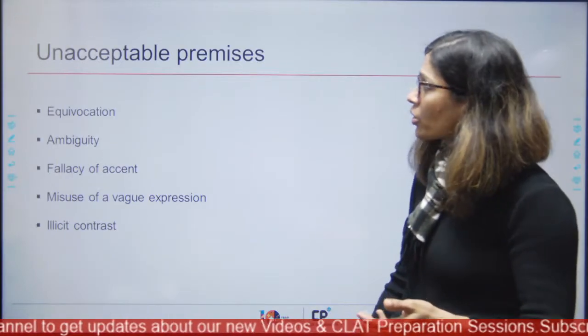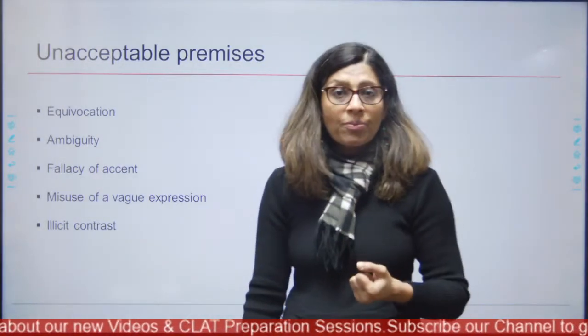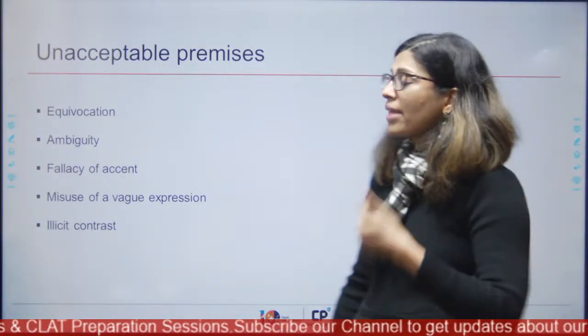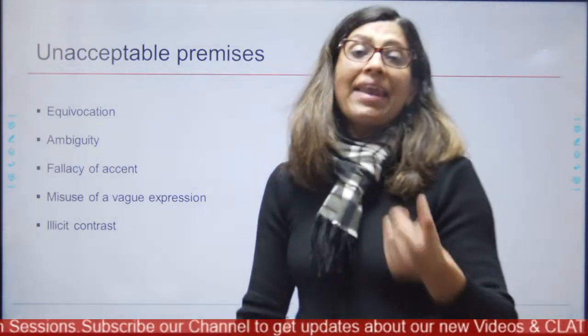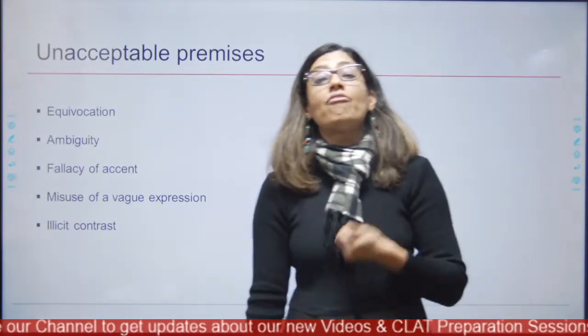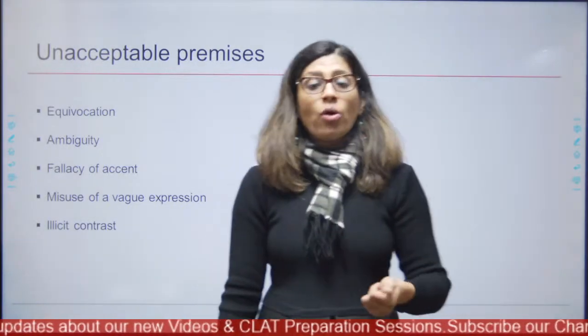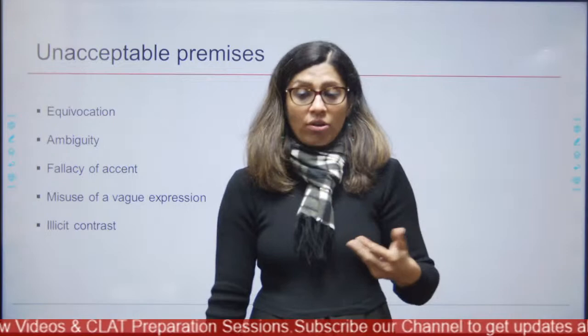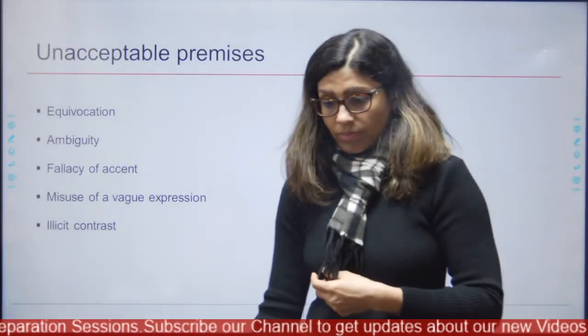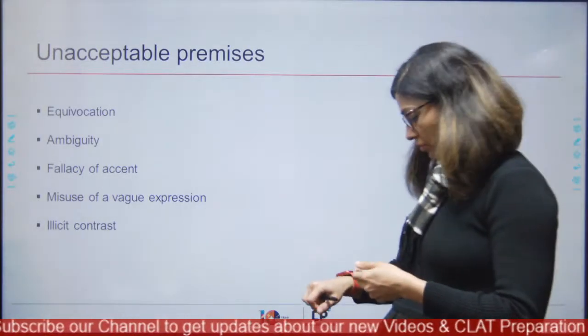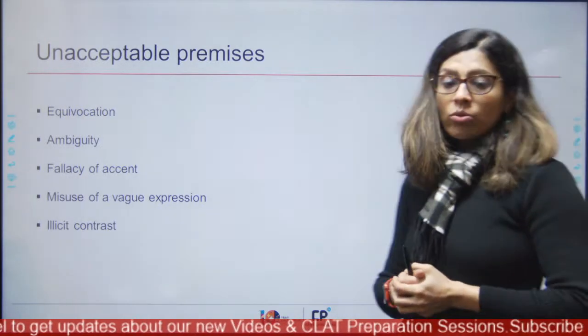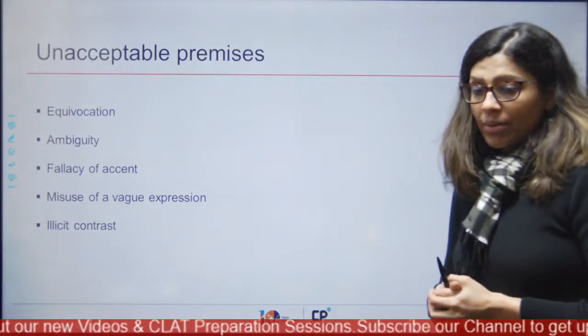So let's go back to this and first note down this list, and then I'll change, and then you note down the other. As I said, unacceptable premises is a very, very, it has a long list of fallacies. So note down this list and then we move to the next one.